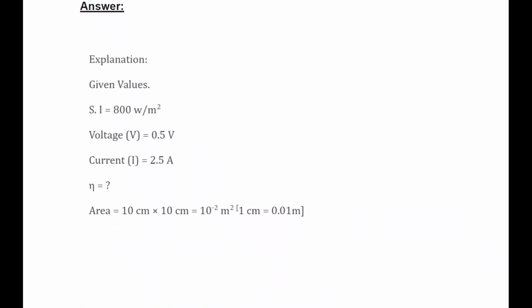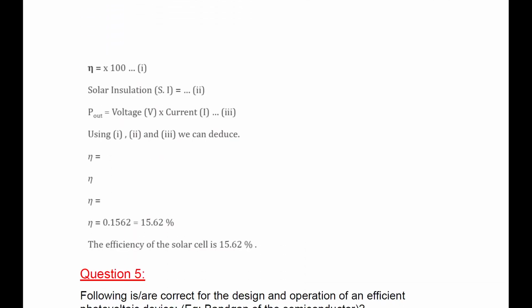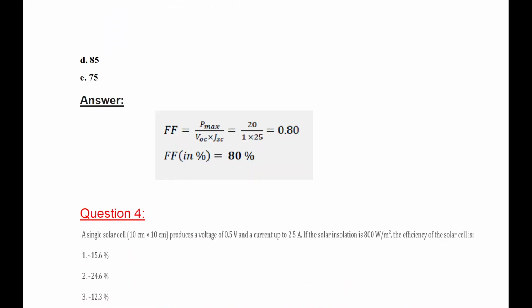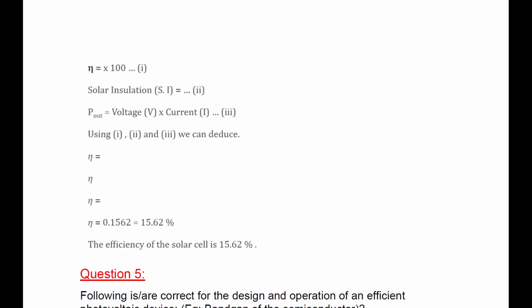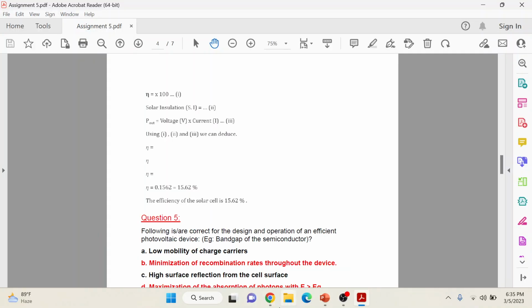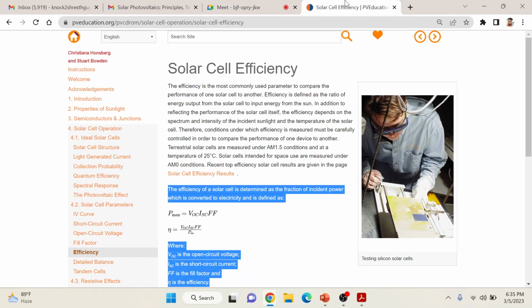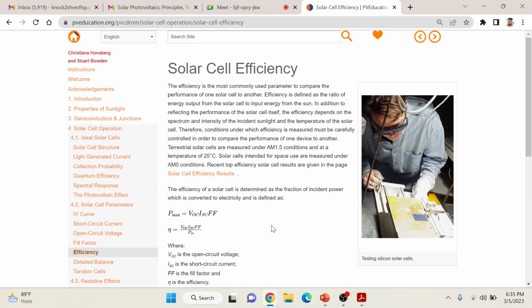Sir, 1 minute. What is the power? Current is 2.5, voltage 0.5, yeah, that will be the power, and solar insolation is given, and efficiency will be given by the same formula. So from there we can calculate the efficiency. What was the formula, if you remember? VOC ISC into fill factor by incident power. So from there, what is the answer that is coming, Mele? Sir, I am calculating, sir.